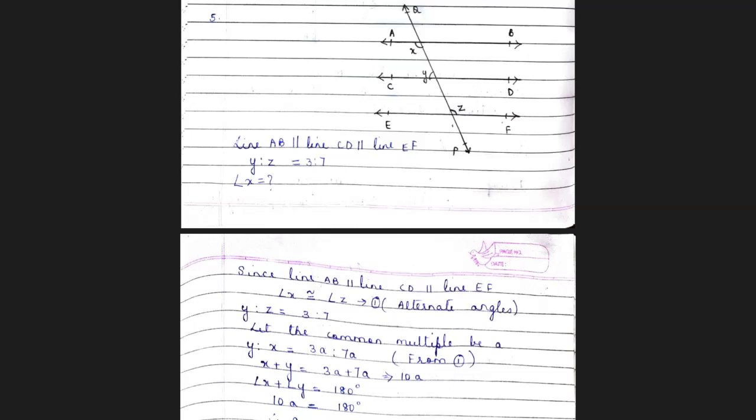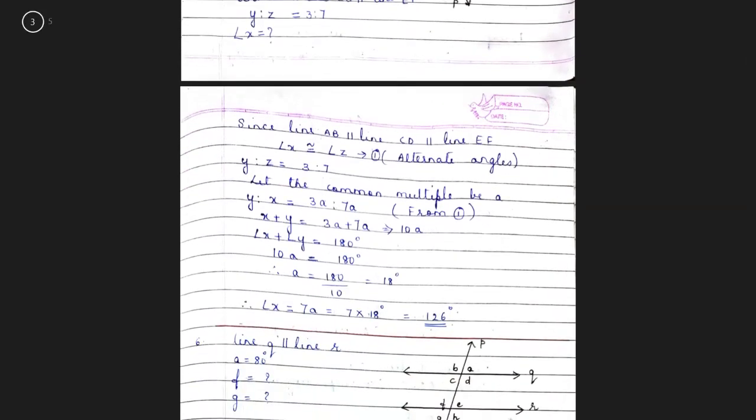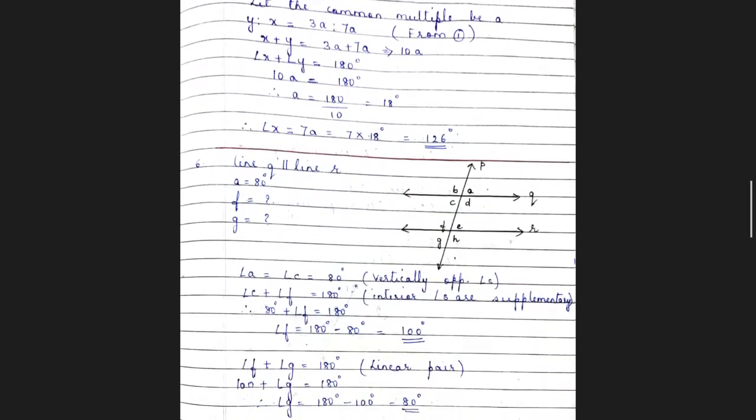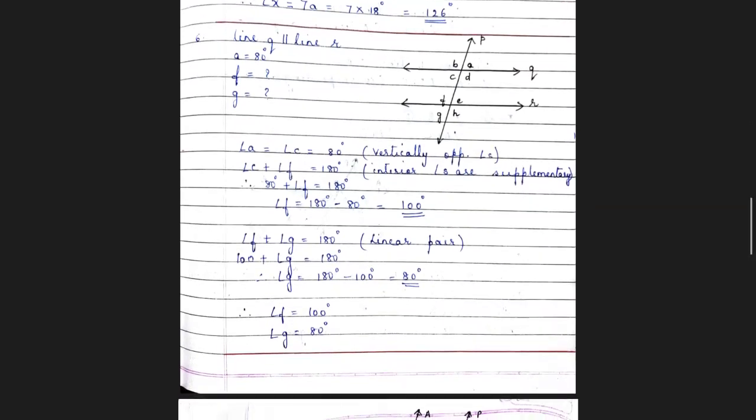Now angle X plus angle Y is 180 degrees because they form a pair of interior angles, AB parallel to CD. So I get 10A is 180 degrees, A is 180 by 10, 18 degrees. Now angle X is equal to 7A. Therefore 7 into 18, your answer is 126 degrees. Children, I hope it's clear.